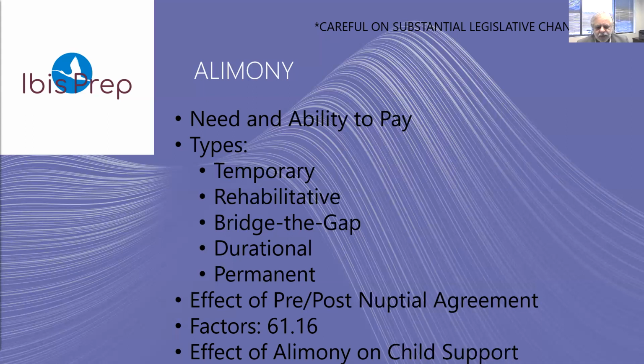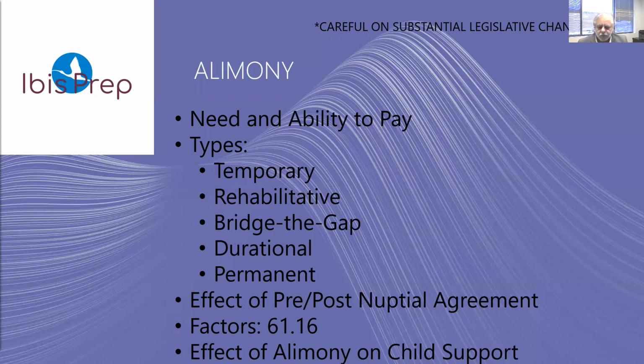Bridge the gap alimony is exactly what it sounds like. It bridges the gap between one stage of life or another. One area that this can come into play is spouses later in life, where they haven't quite reached the threshold for Social Security benefits, that alimony may bridge that gap between their current status until they're able to receive that additional income. Durational alimony is no more than the duration of the marriage, and permanent alimony is what it is, except for it's not. And we're going to talk about that in a minute.